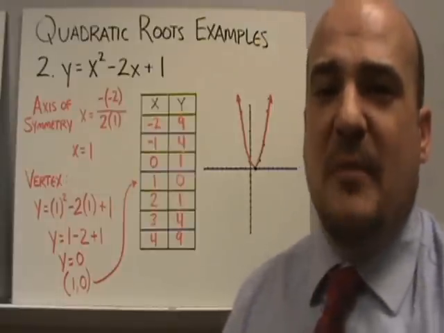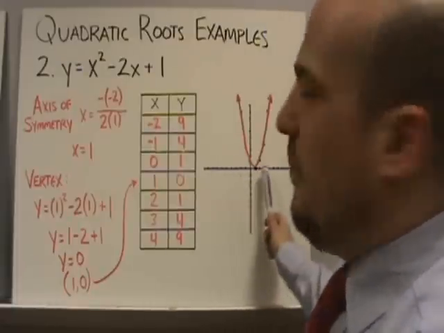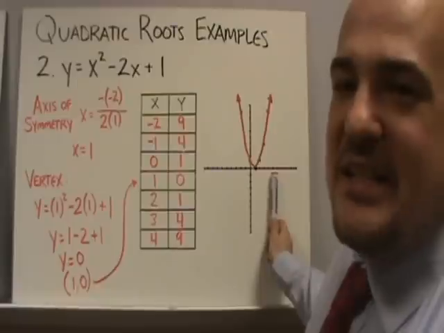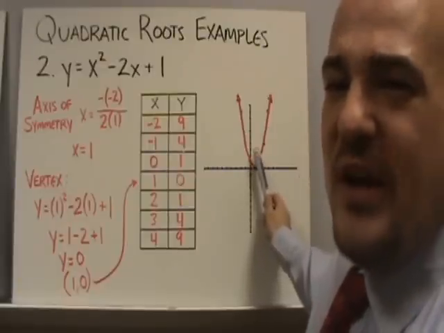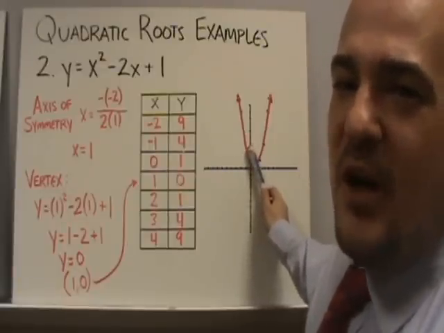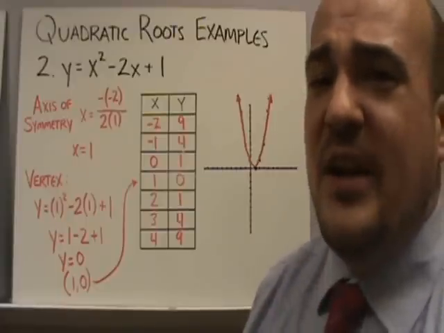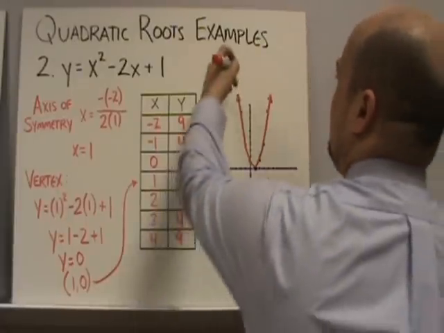All right, once I plot my table of values, I get a parabola that looks something like this. You can see that my parabola just barely hits my x-axis 1 time. So this one has 1 solution because there's only 1 point where my parabola intersects my x-axis, just that 1 point.